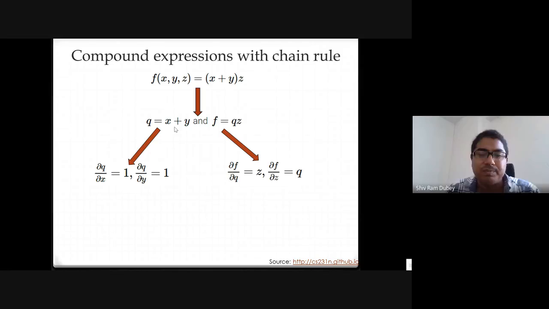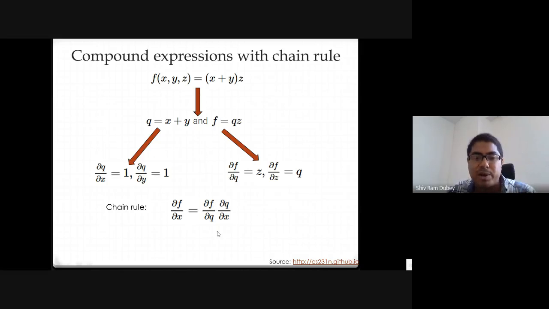That can be done using the chain rule. And what is the chain rule here? If we have to compute del f by del x, then we can write del f by del x as del f by del q multiplied with del q by del x. Here the del q will get cancelled, and ultimately we will have the equivalent thing, del f by del x.